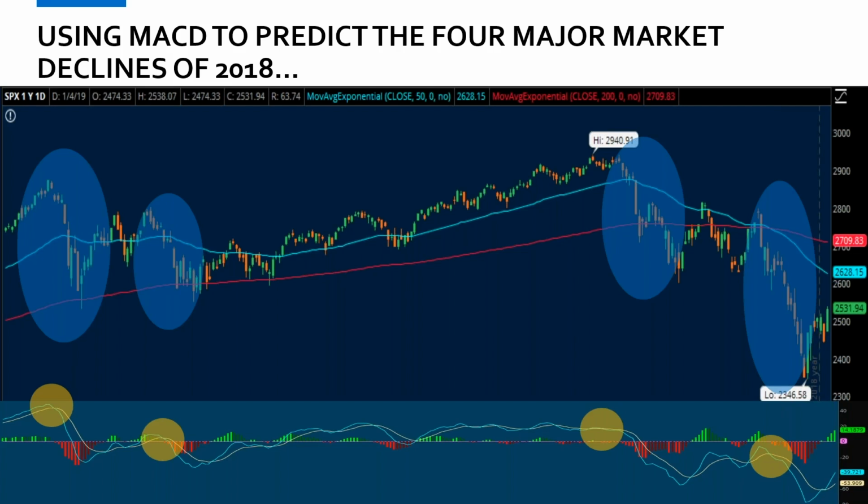There were a number of ways we could have taken advantage of these moves, or we could have simply gotten out of the market if we were buy and hold investors. But the important thing is this momentum indicator warned us ahead of time. Okay, so that's all well and good, right? So we know that we can use the MACD as a predictive tool in terms of momentum.